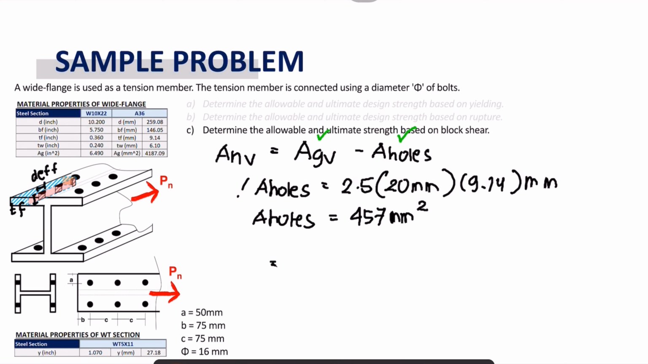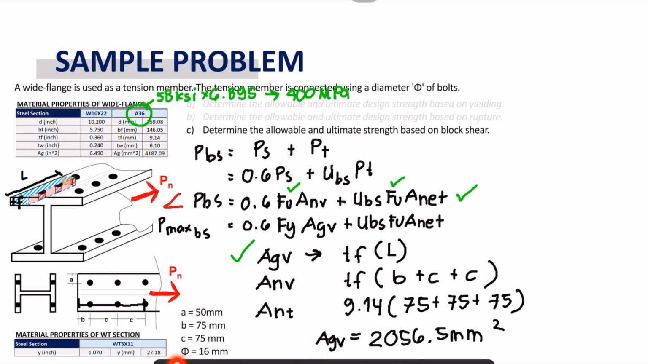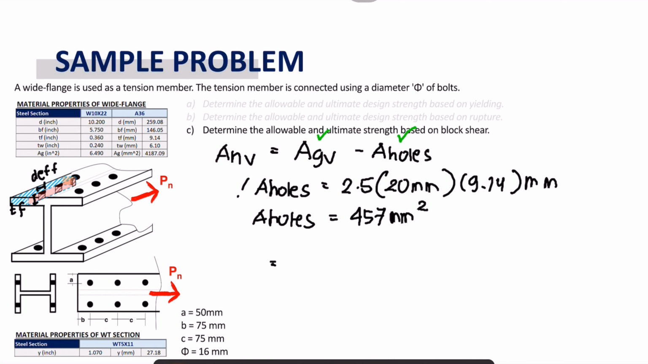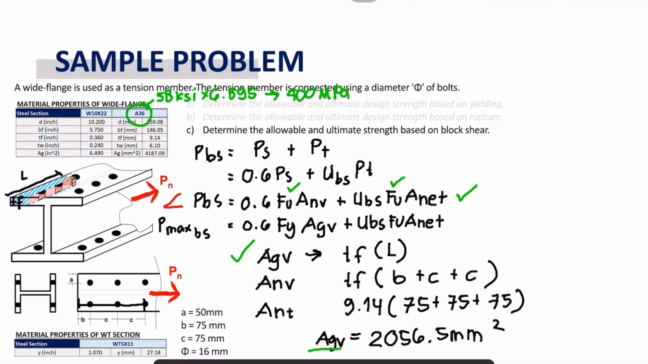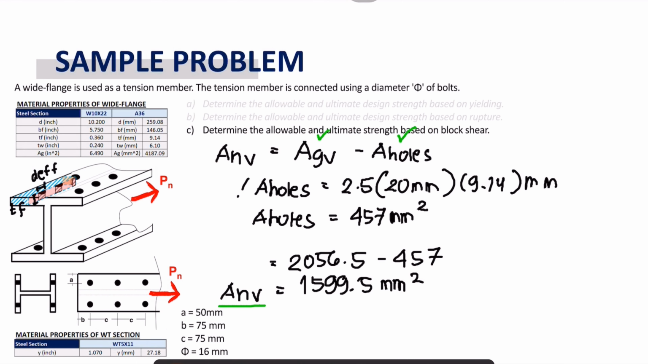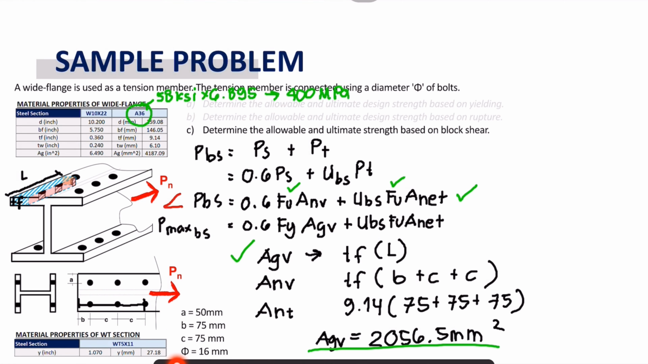So, yung gross area natin, na-solve natin previously, we have 2,056.5 millimeters. So, 2,056.5 millimeters minus 457. So, therefore, our net area for shear is equal to 1599.5 millimeter square natin. So, meron na tayong gross area for shear, meron na tayong net area for shear.